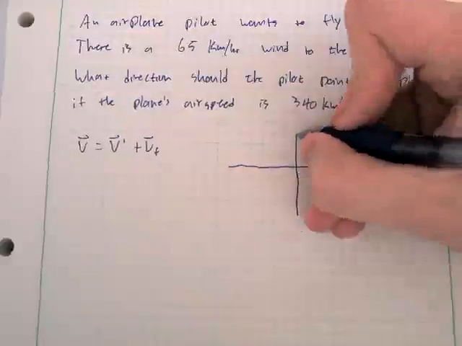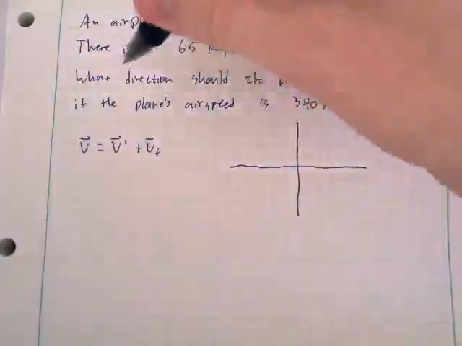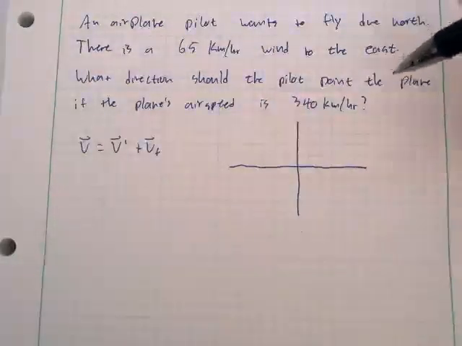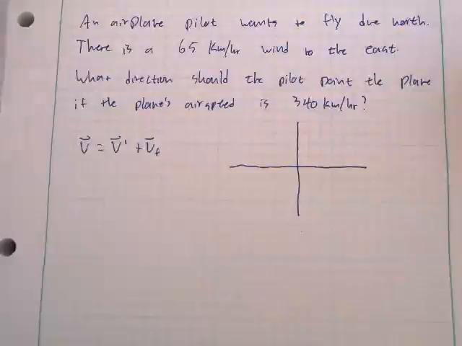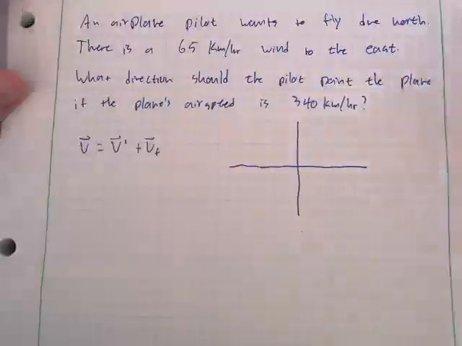Let's make sure we understand what exactly we're solving for. So overall, our question is, what direction should the pilot point the plane? So I'm going to be solving for some sort of angle, right? So let's go ahead. What do we know about these vectors?